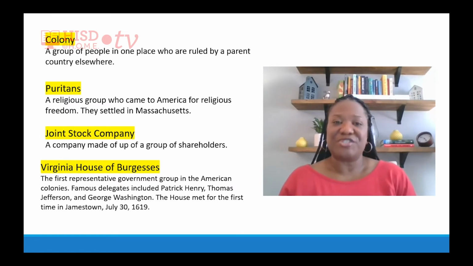Virginia House of Burgesses is really one of the first signs of democracy in our new world. Some of the famous delegates included Patrick Henry, Thomas Jefferson, and George Washington. The House met for the first time in Jamestown way back in 1619.